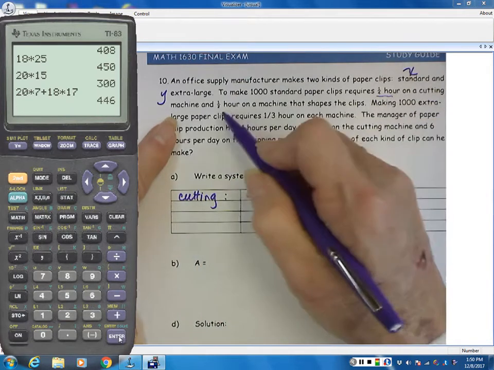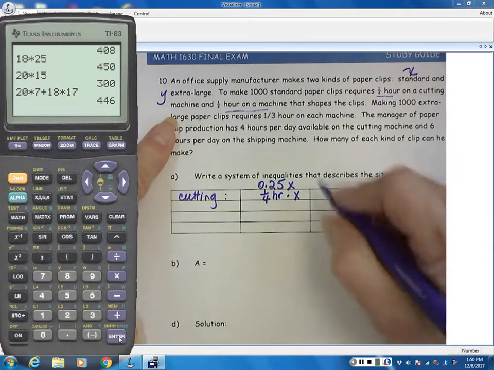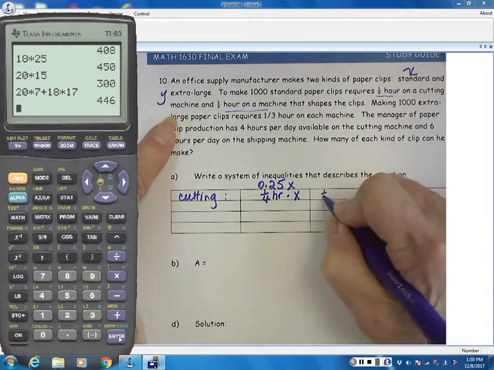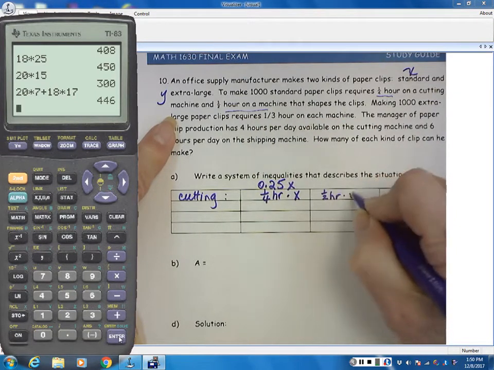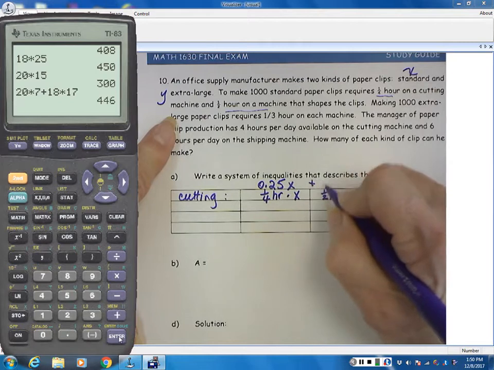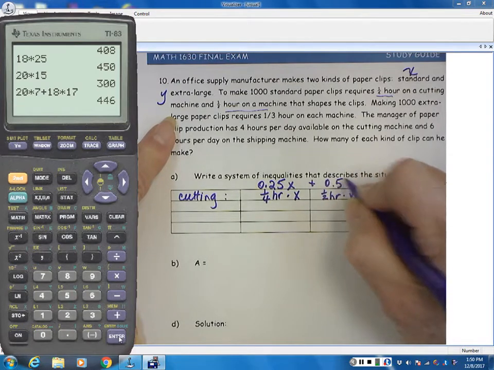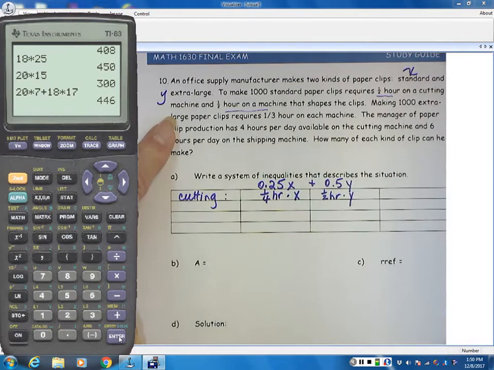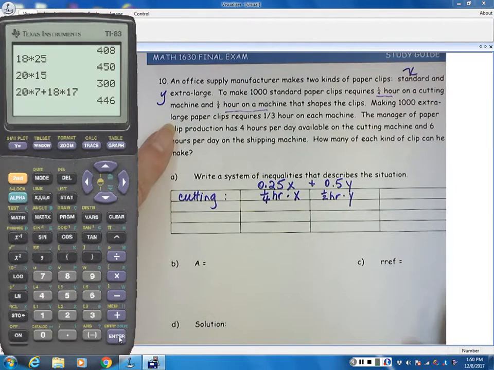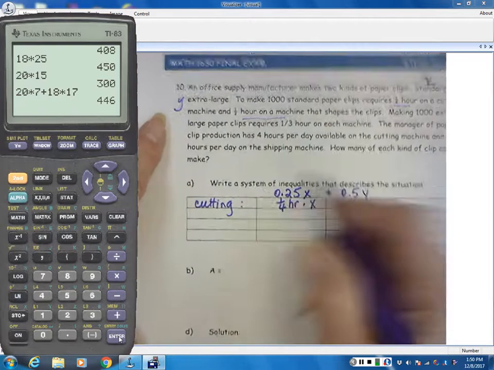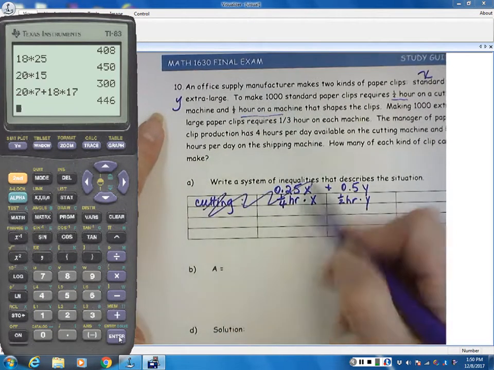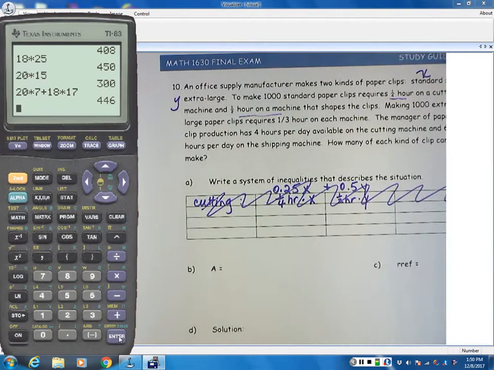And a half hour on a machine that shapes the clips, which we'll also use 0.5 for that because that one comes out nicely. So 0.5y. I'm sorry, I just totally blew that one. Let me back up, because I wasn't thinking about not talking about the basic one yet.